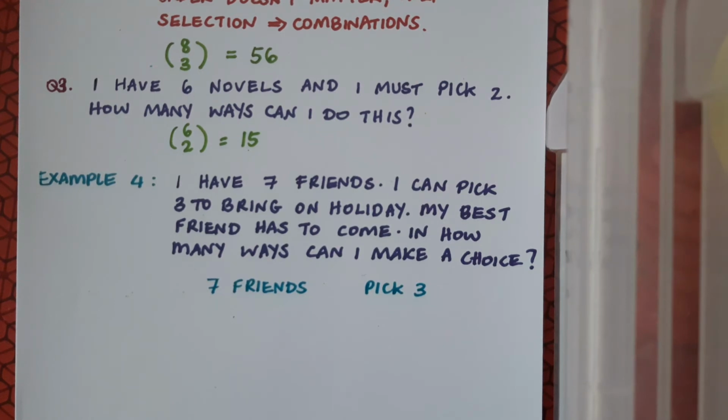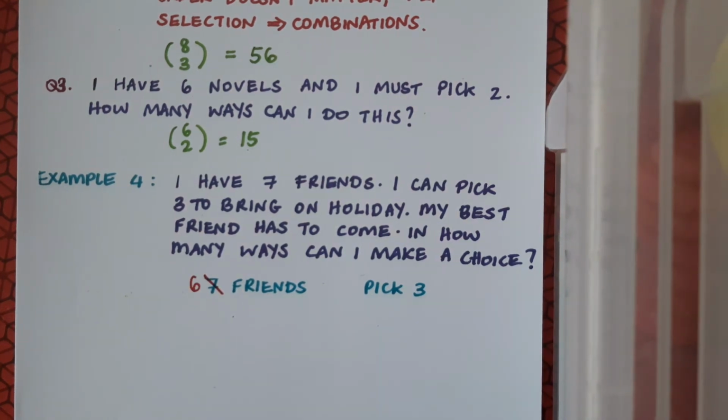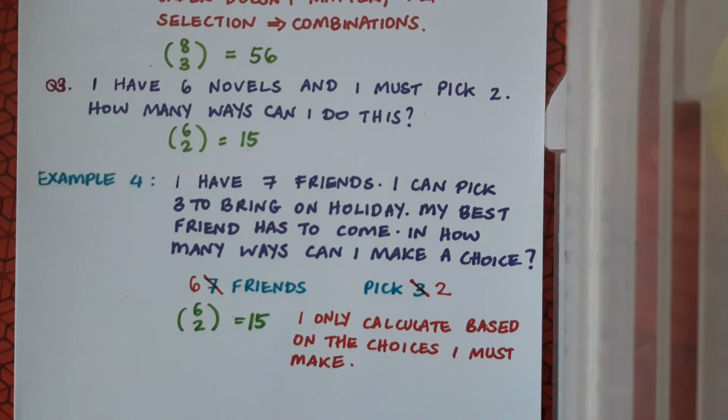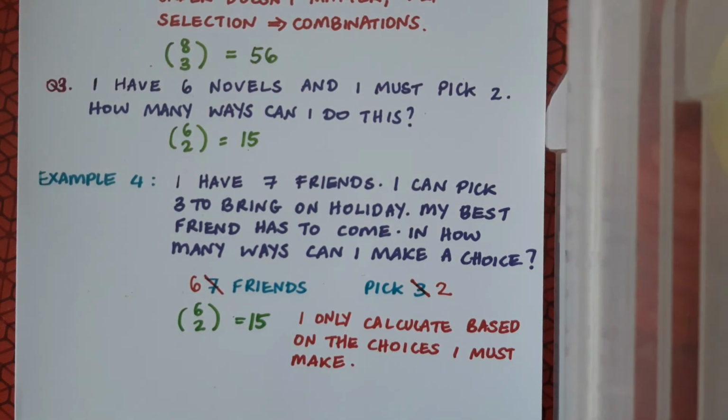So I've got 7 friends and I have to pick 3, but my choice isn't actually as broad as that. I've already made a decision that my best friend is coming. So I really only have to choose from my remaining 6 friends, and I just have to pick 2 more people from that group of 6. So my calculation in this case is just 6 choose 2, and again that's 15. So I only calculate based on the choices that I have to make. The best friend wasn't a choice, she was definitely in.